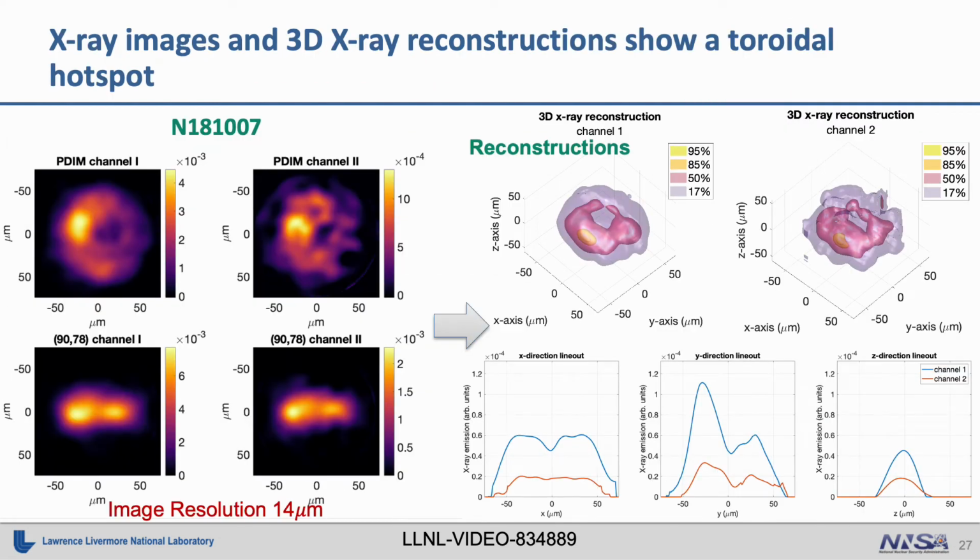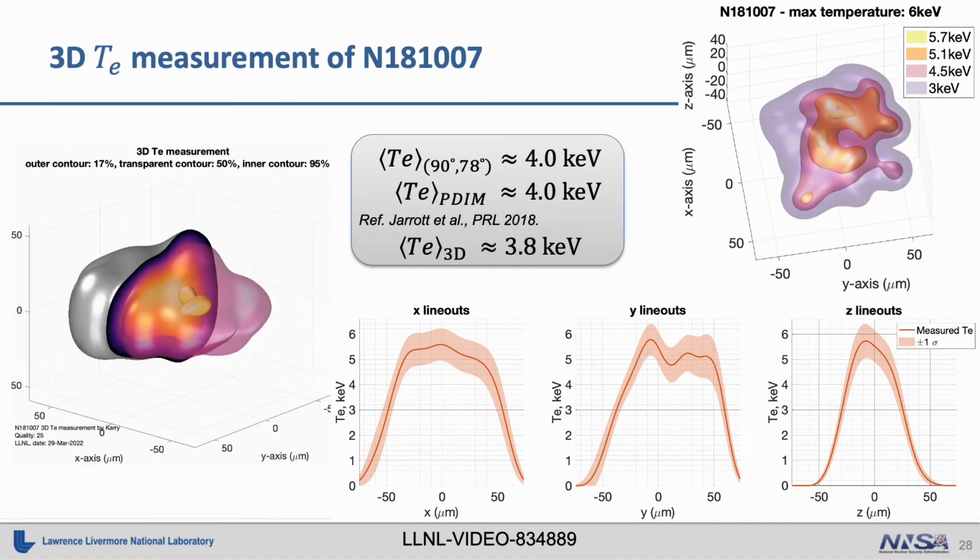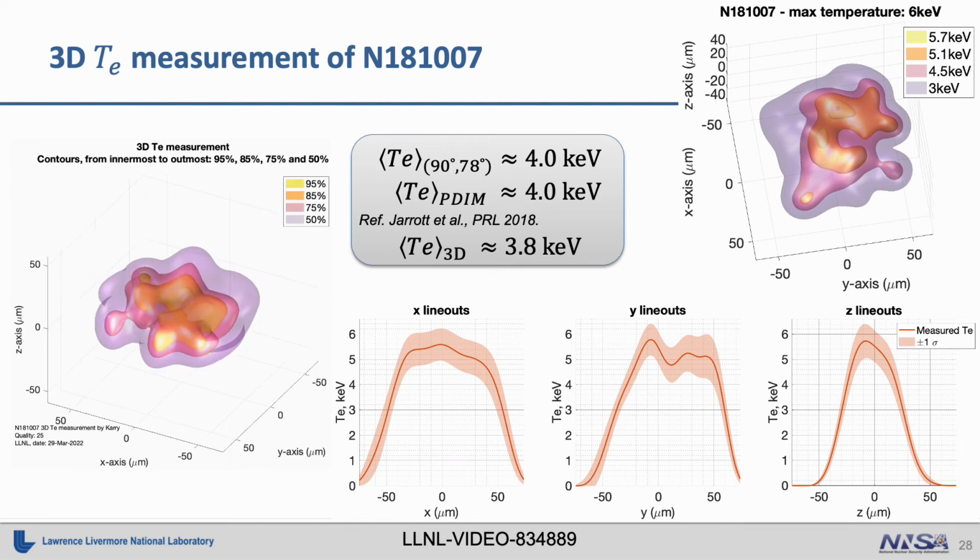And here is the reconstruction result from the other data set that I showed earlier. From the polar view, we see a concentric circle, and from the equatorial view, we see an oblate hotspot. So the images indicate a toroidal shaped hotspot, which we successfully reconstruct here on the top right, and the central line out also confirmed the toroidal shape of the X-ray reconstruction, and we will infer the electron temperature measurement from this X-ray reconstruction.